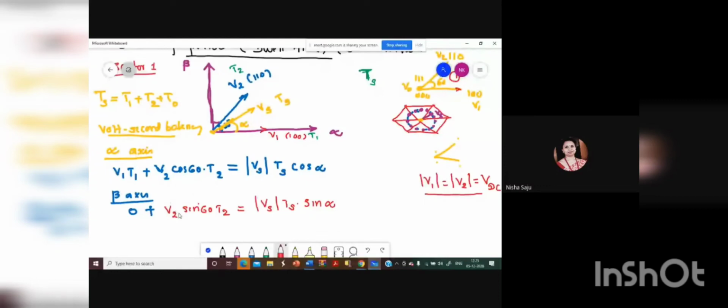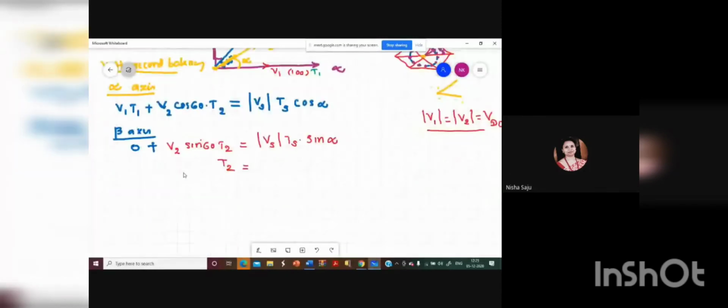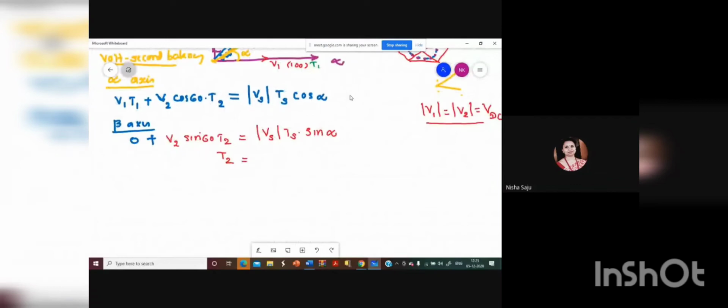Then from this you have to find out T1 and T2, the switching time corresponding to V1 and the switching time corresponding to V2. So first you have to find out T2 from this expression and substitute it in the first expression, and then obtain the T1 value. Then we will generate the pulses. Okay, then I will say how to generate the pulses. So this is your first equation.